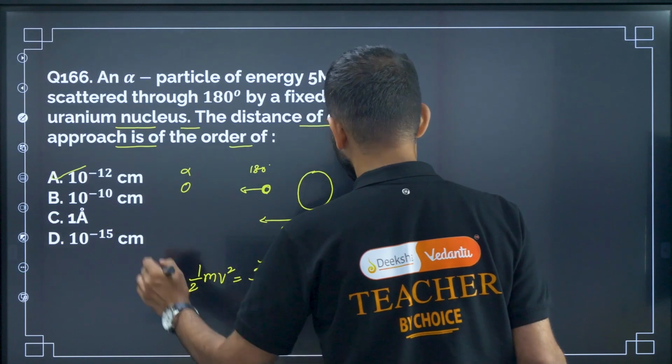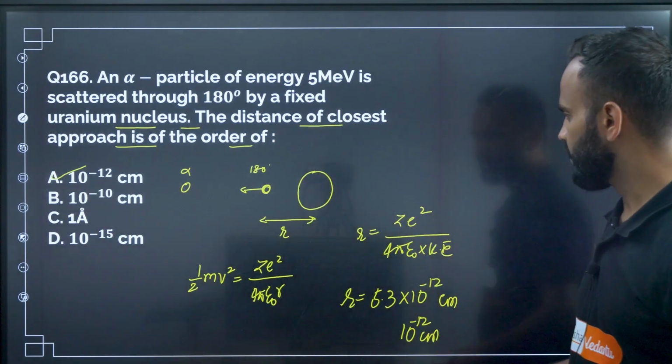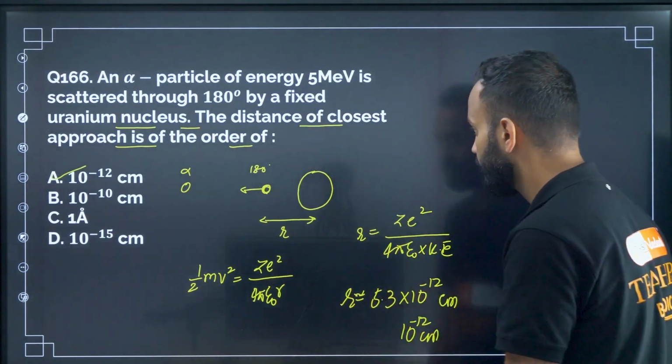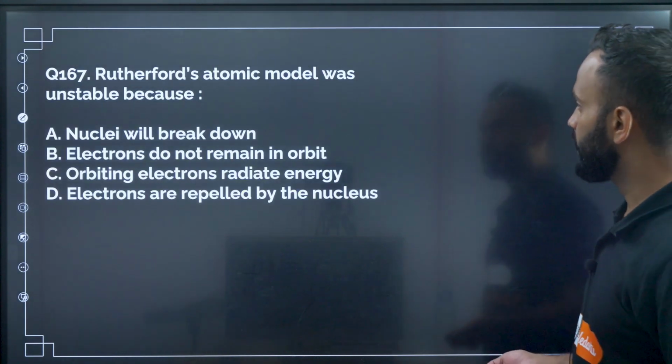So the correct option is A. Now substitute the values, you will get this answer, approximately equal to. Next question, question number 167.